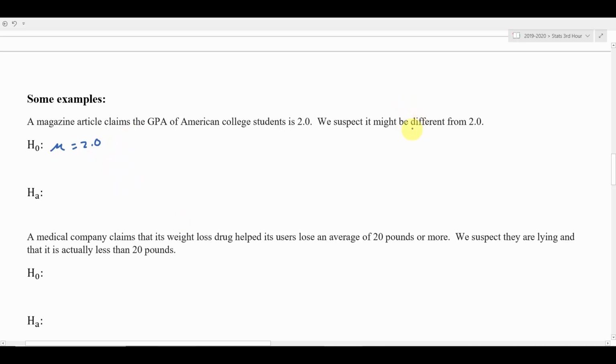We suspect that it might be different, and notice the use of the word here, different. It doesn't say less than, doesn't say greater than. It specifically says different. Okay, so in other words, our contradictory statement to the assumption here is going to be that the mean is simply not equal to 2.0. I don't know if it's less than or greater than. I don't think it's going to be 2.0. All right, so that's my alternate hypothesis. All right, and because there's a not equal to sign in the alternate hypothesis, this will be a two-tail test. Because if I go too far to the left of 2.0 or too far to the right of 2.0, we could say it's different. This is a two-tail test.